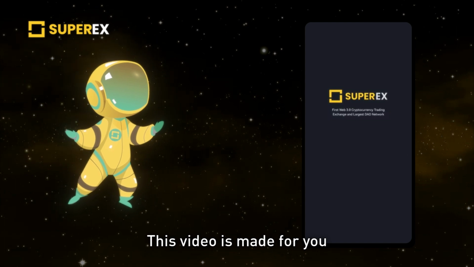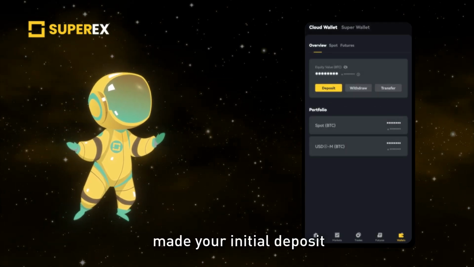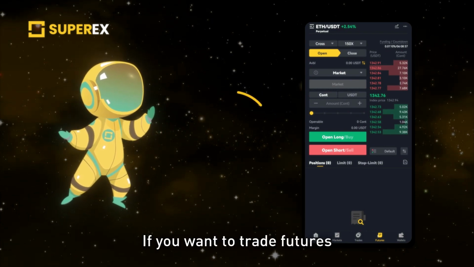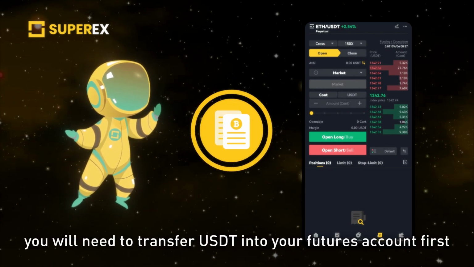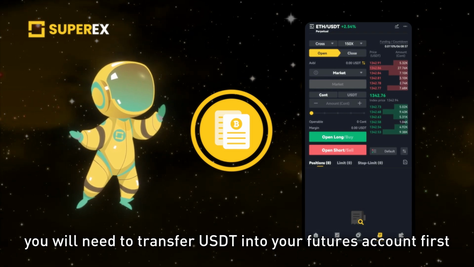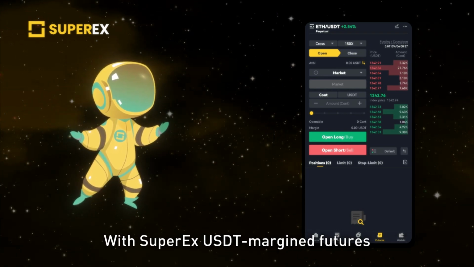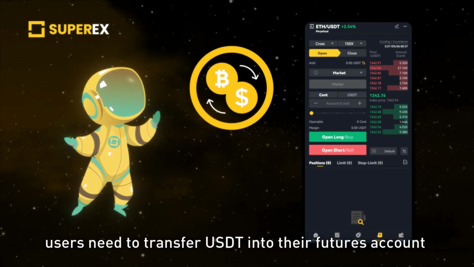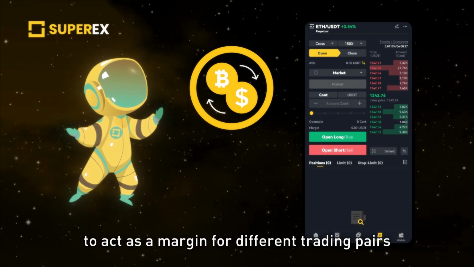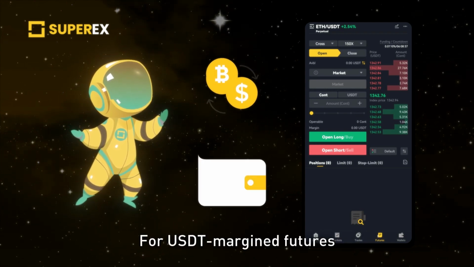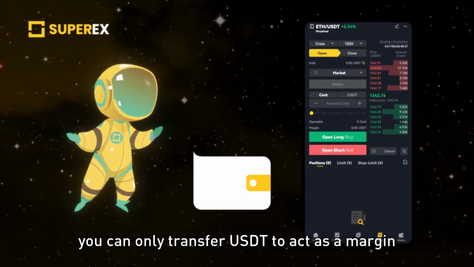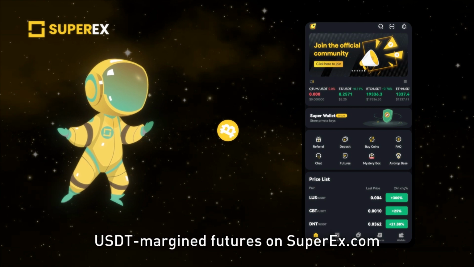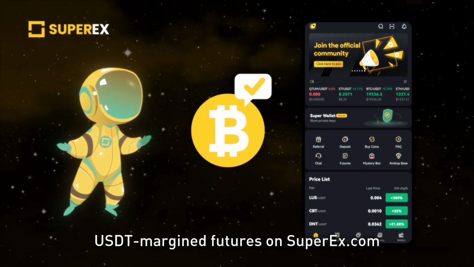This video is made for you if you've registered, made your initial deposit, and are considering trading futures but are unsure how it works. If you want to trade futures, you will need to transfer USDT into your futures account first. With SuperEx USDT margin futures, users need to transfer USDT into their futures account to act as a margin for different trading pairs. For USDT margin futures, you can only transfer USDT to act as a margin. Today we will show you how to trade USDT margin futures on SuperEx.com.